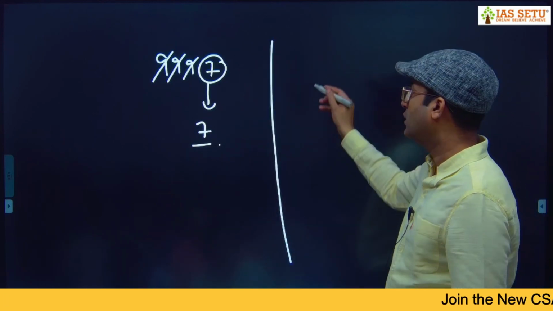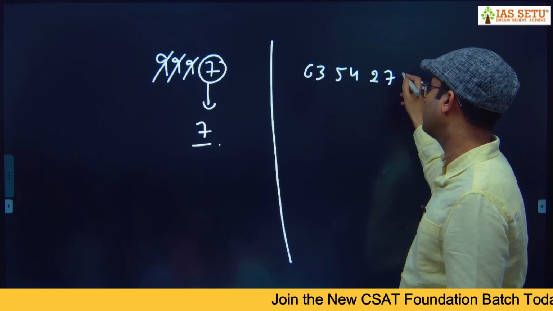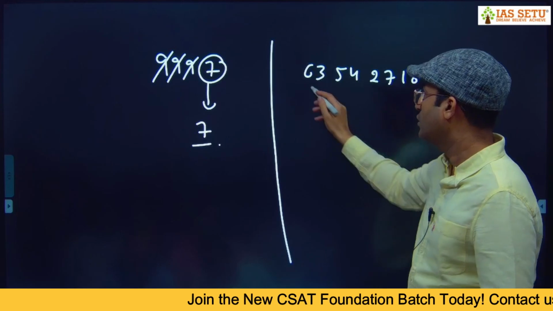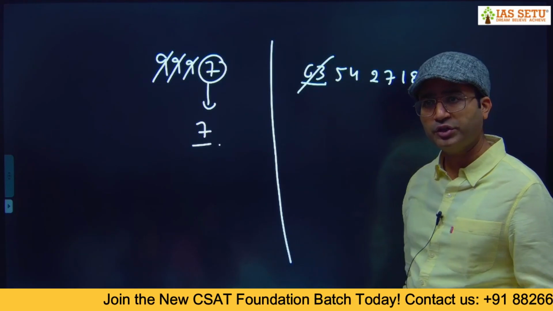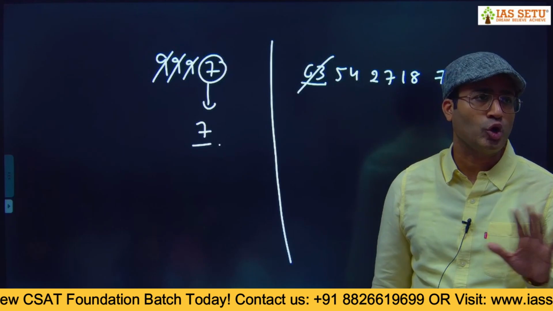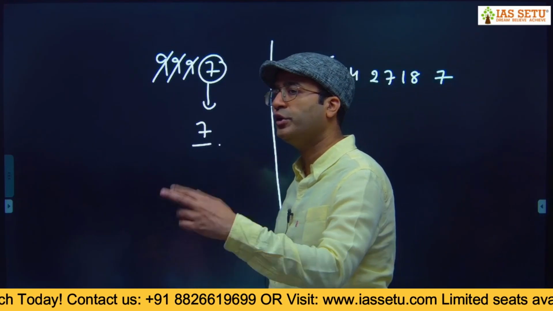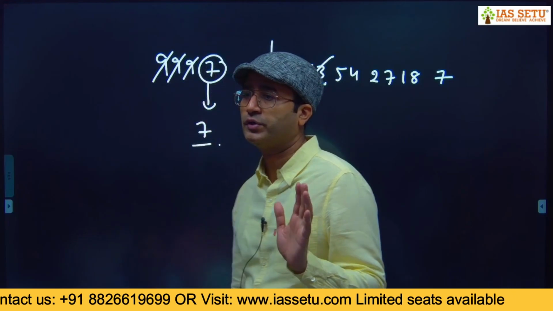Indirectly also, like here you have 63542718 7. So 6 plus 3 is 9. Your choice: if you want to carry in addition, you can, but otherwise no need to carry. Wherever you can trace 9 directly or indirectly, you can ignore.